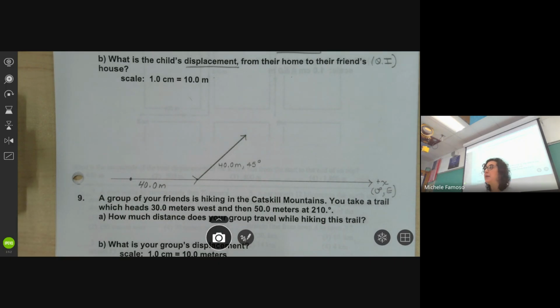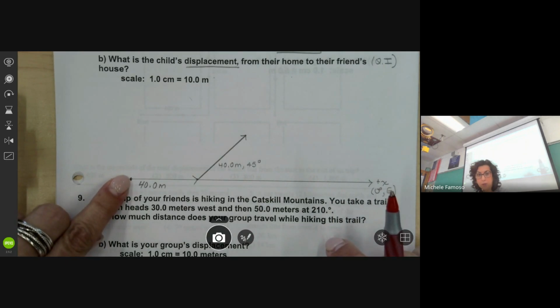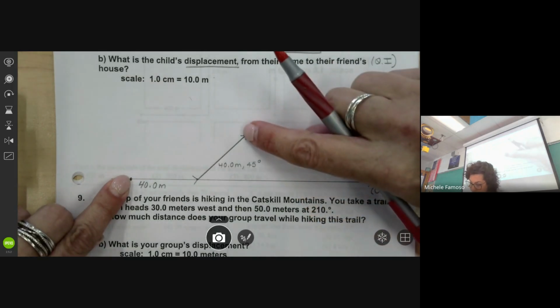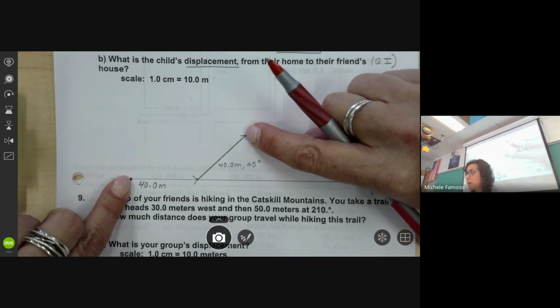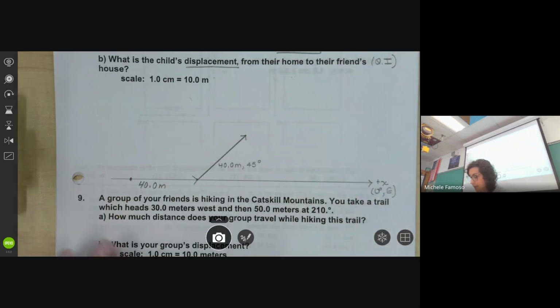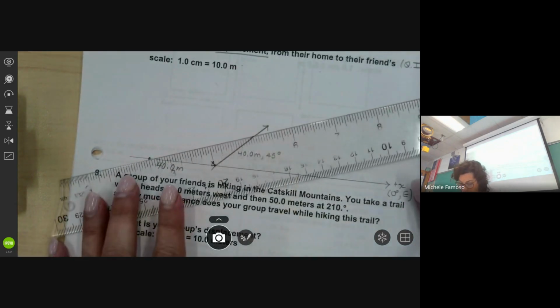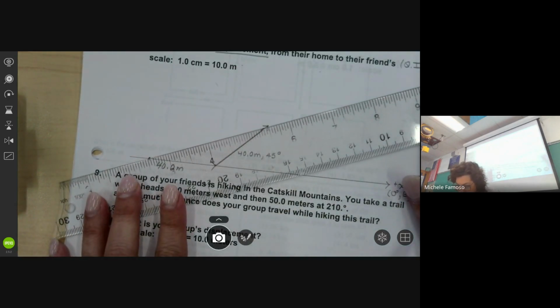You're going to do it in pencil. I'm going to do it in red pen so you can see it clearly. We need to connect our original starting point to our end point with a line segment from here to here, exactly that length. So with your ruler, you're going to connect those 2 points.